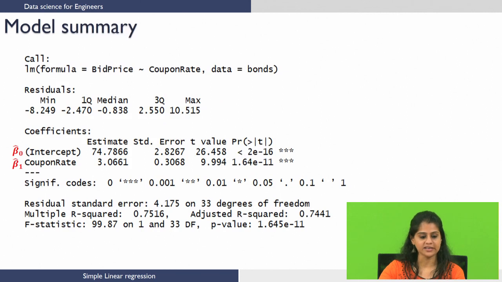Now, from the earlier lecture, we saw how to look at the summary. We also know how to interpret it now. This is the first gist of the summary that you get when you run the command. So, I had regressed bit price with coupon rate from the data bonds, and bonds mod was my linear model. I also have the estimates here, which are nothing but the intercept and slope.